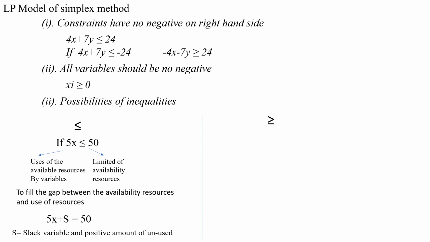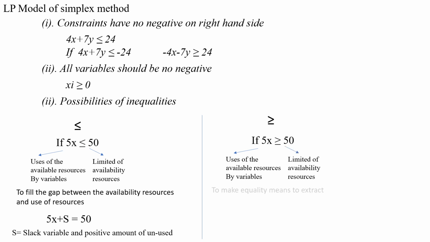Next we have to see the second inequality, that is the greater than or equal to. Same condition: let us consider 5x greater than or equal to 50. Here 5x represents the use of the available resources by decision variables. 50 represents the limited availability of resources. For example, to complete the task, at minimum we have to use 50. Sometimes it will go greater than 50. Let us consider the availability of the resource is 50, but we are using 60.